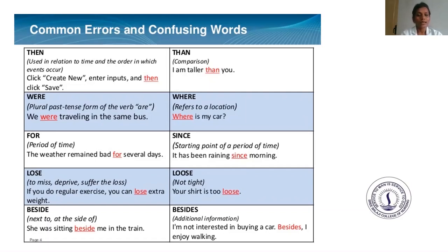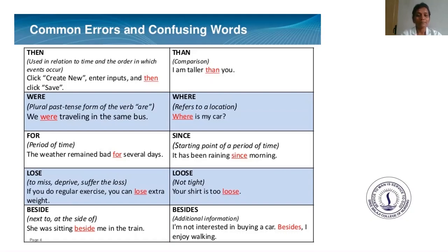And loss and lose. Lose means to miss, deprive, suffer the loss. If you do regular exercise, you can lose extra weight. And loose, not tight. Your shirt is too loose.